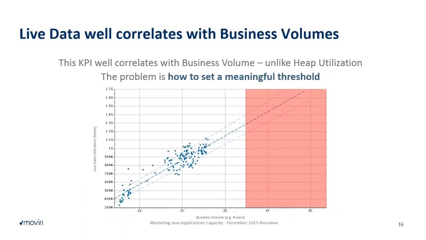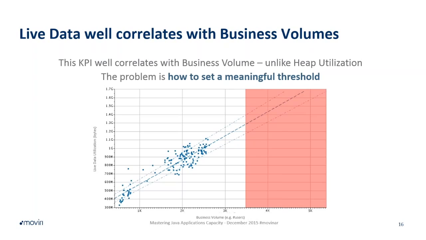So the final question is, is live data a better metric than heap utilization for our purposes? Which means, can live data actually be used to build business-oriented capacity models? In this example, we can see a correlation plot among live data and the number of users. Notice how clearly the live data is correlated with this business driver. Live data is directly proportional to the amount of users accessing the system, which is actually something that we can expect. So the answer is yes. Live data is a good memory KPI for building business-oriented capacity models for Java applications.